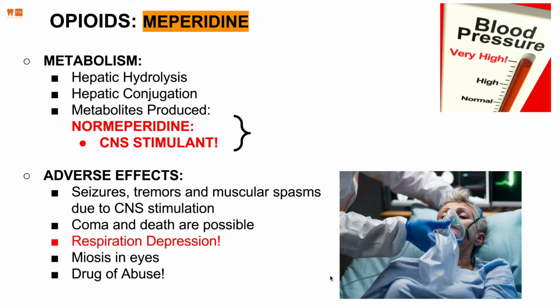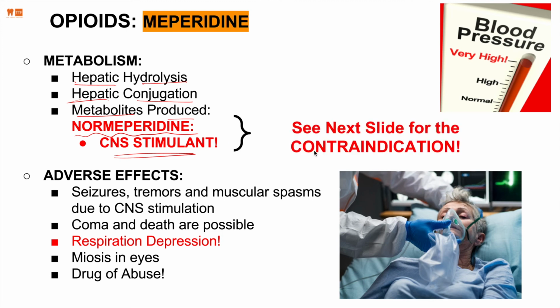In combination analgesics, we have safe with no interactions with aspirin and 50 milligrams of meperidine, and acetaminophen with 50 milligrams of meperidine. Meperidine metabolism is very tricky because first of all, it leads to hepatic hydrolysis as the mechanism of metabolism, then hepatic conjugation, and then metabolites are produced such as normeperidine. That leads to CNS stimulation. This is a problem, and we'll take a look at the contraindication for it in the next slide.